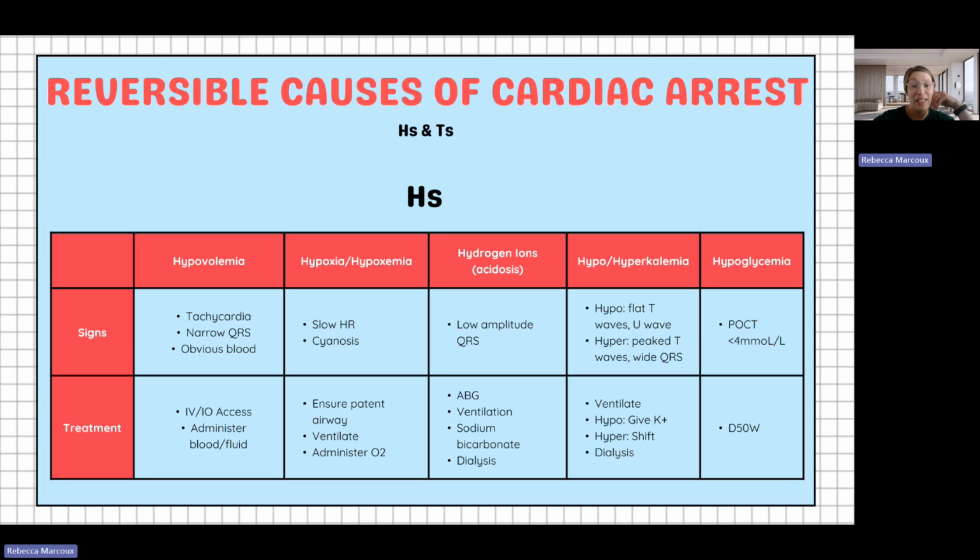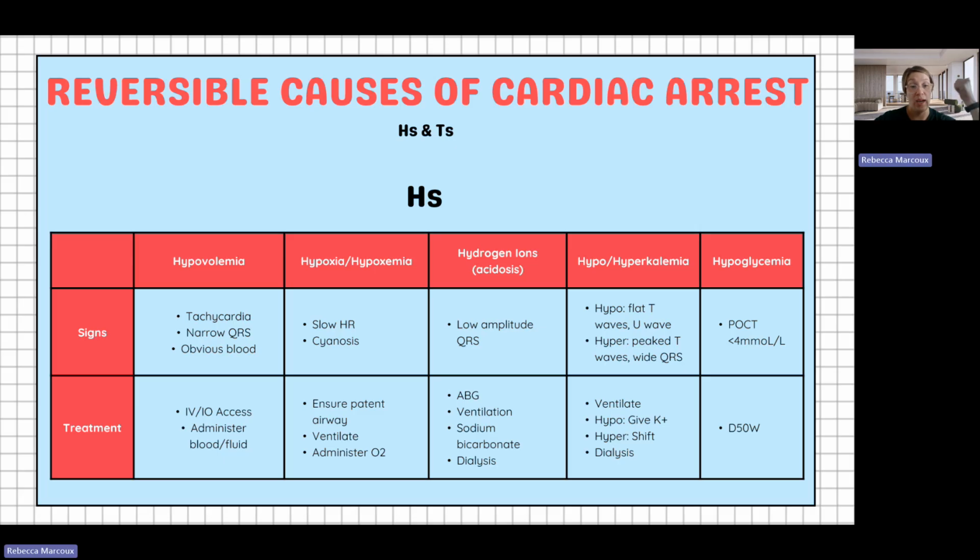Hypo or hyperkalemia is another one. So pre-arrest for hypokalemia, you might see a flat T wave or a U wave. So again, after your T wave, if you see a prominent U wave, that can be a sign of hypokalemia. To fix hypokalemia, we would give potassium. If the patient has hyperkalemia prior to arrest, you might see peaked T waves and a wide QRS complex.